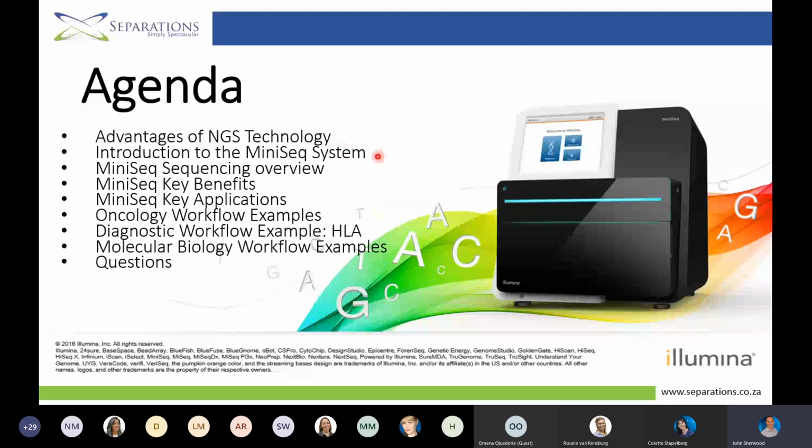We're then going to do an introduction on the MiniSeq system, just to let you know where its unique points lie, why it's unique, and where its space in the next-gen sequencing market fits. We're going to go over the sequencing overview, to show how the MiniSeq differs, for example, from something like the iSeq that you saw in session 1. And then look at some of the key benefits. So what are the benefits of having the MiniSeq in your lab, and where would you get the most usage out of it, in what sort of applications?